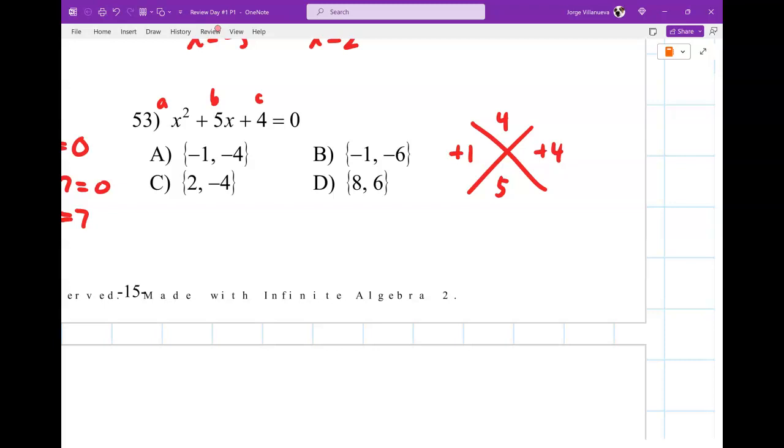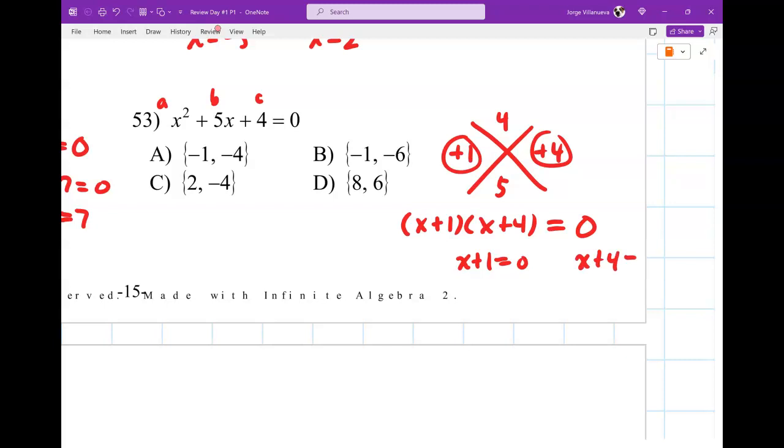I don't have to divide by anything, so my factors are x plus 1, x plus 4, and I'm going to set it equal to 0. So x plus 1 is 0, x plus 4 is 0, so we get x equal to negative 1, and x equal to negative 4. So there's your A term, or your A answer.